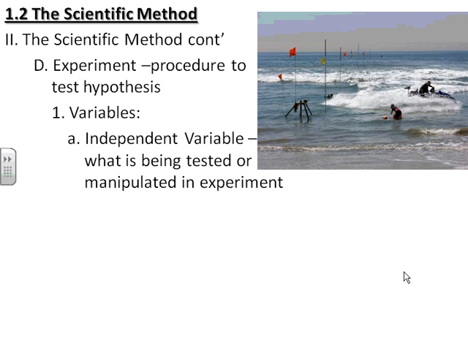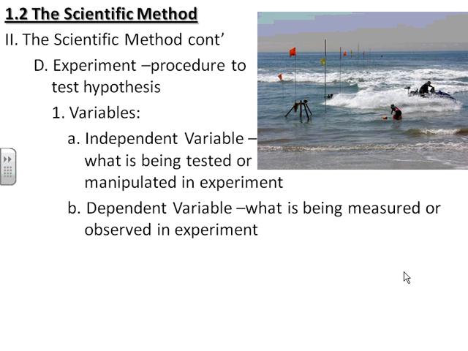So in the example I gave of temperature and fast swimming fish, the independent variable in my experiment would be me changing the temperature of my aquarium. Another variable in an experiment is the dependent variable, and that's what's being measured or observed in the experiment.